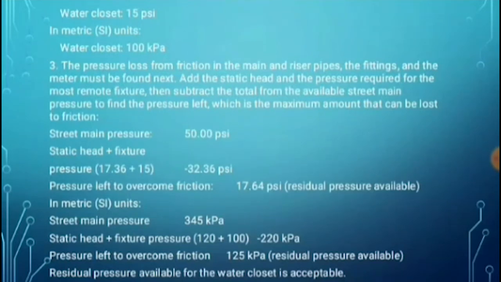Street main pressure 50 psi, minus static head plus fixture pressure, 17.36 plus 15, equals negative 32.36 psi. Pressure left to overcome friction: 17.64 psi. Residual pressure available in metric units: street main pressure 345 kPa, minus static head plus fixture pressure, 120 plus 100, equals negative 220 kilopascals. Pressure left to overcome friction: 125 kilopascals. Residual pressure available for the water closet is acceptable.